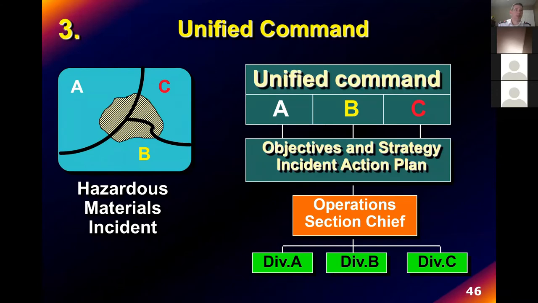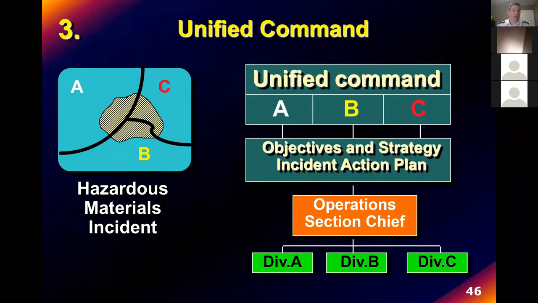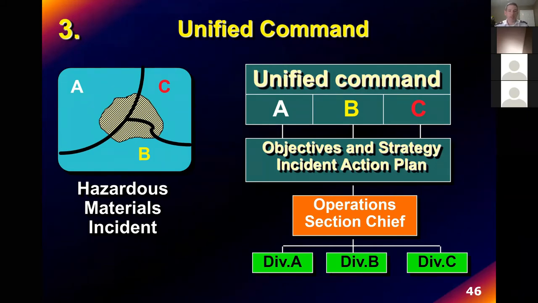So let's take this as a little bit of an example here. There's a jurisdictional incident. We have a hazardous materials incident that's crossed three jurisdictions, right? So in this situation here, each jurisdiction or agency with responsibility for the incident will have a representative in that unified command. In this case, we will have three in that unified command chair. So three individuals in one chair, we're coming up with one incident action plan and one operations section chief, right?